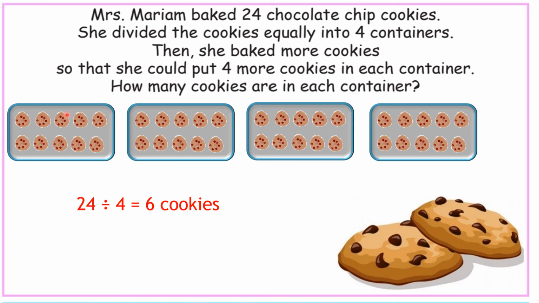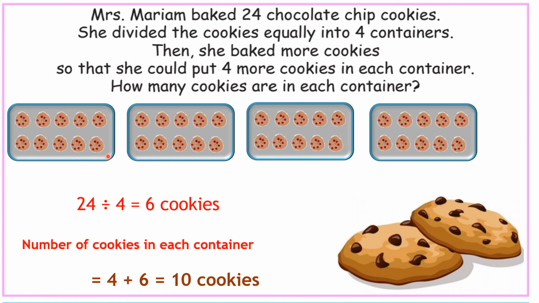Now, I have here 6, so 1, 2, 3, 4 more. So now the container has 10. I added the number of cookies I had before to the number of cookies that I added. So the number of cookies in each container is 4 plus 6, which will give you 10 cookies.